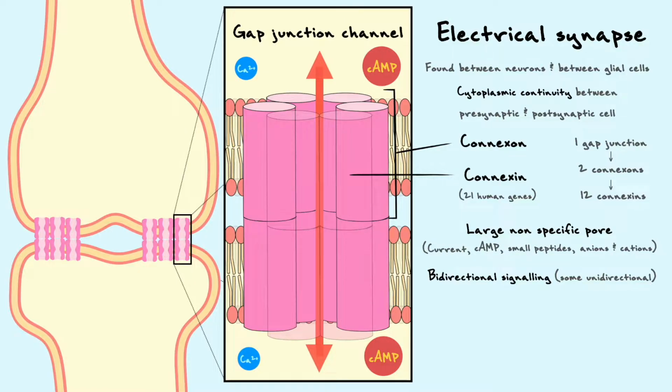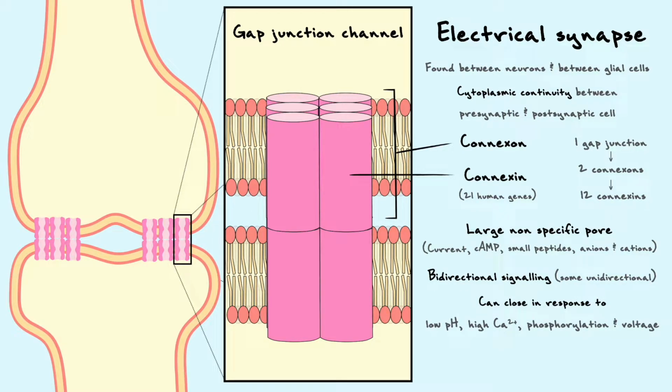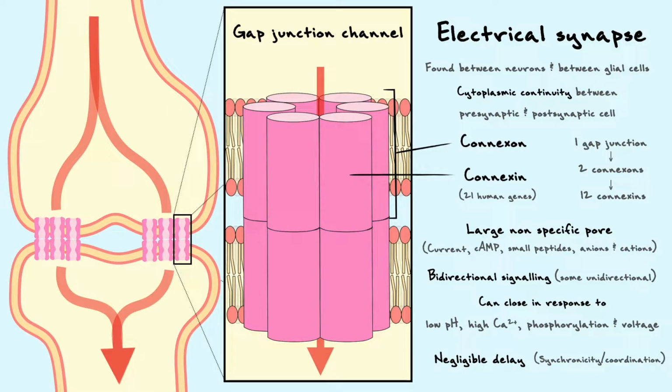Gap junction channels aren't always open, however. Most gap junction channels can close in response to a low pH, elevated calcium, phosphorylation, or voltage. But that depends obviously on the type of gap junction. Another consequence of the continuous cytoplasm is the fact that there is essentially no delay in terms of the response from the postsynaptic cell after a signal is sent from the presynaptic cell. For example, if an action potential travels through the presynaptic cell, and after passing through the gap junction the current from the action potential is above the threshold for the postsynaptic cell, then an action potential can be fired from the postsynaptic cell almost instantaneously.